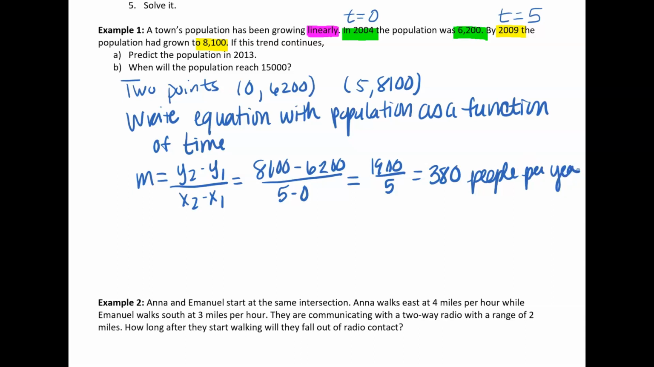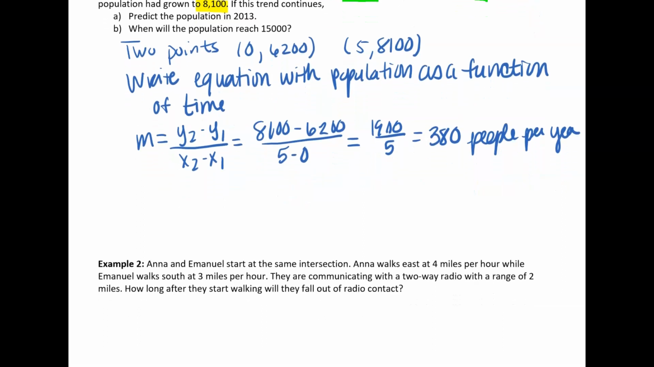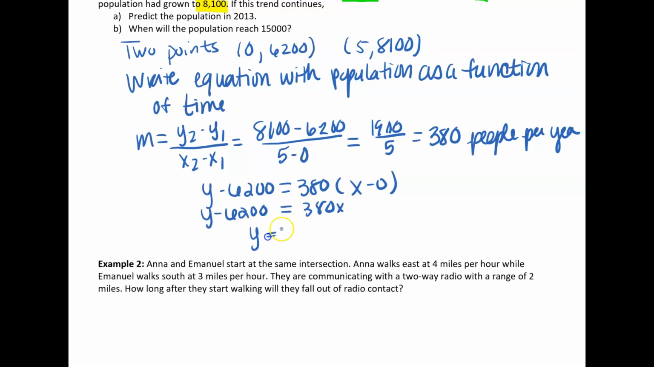So now that I have my slope between those two values, I just need to create the equation of a line. I'm going to go to point-slope form, and I'm going to say y minus 6,200 is equal to 380 times x minus 0. That gives me y minus 6,200 equal to 380x, and I can add that 6,200 over. So I ended up with a linear equation of 380x plus 6,200.